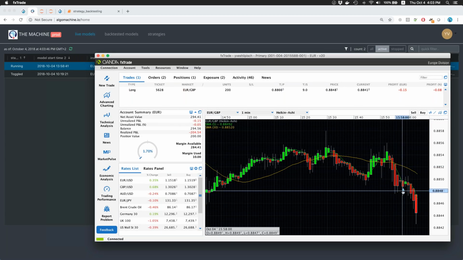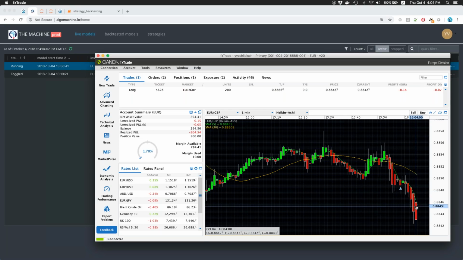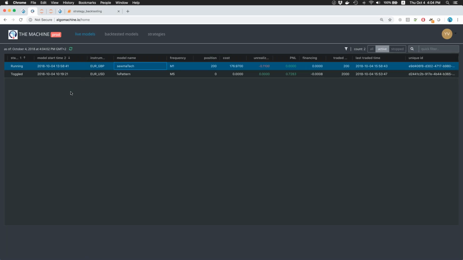Now I can show you here the Euro GBP one. There's a long position. It's losing a little bit of money, so this was a wrong prediction, obviously. Here the first one when it entered it, and on the other hand, we have this one strategy running here in live as well.